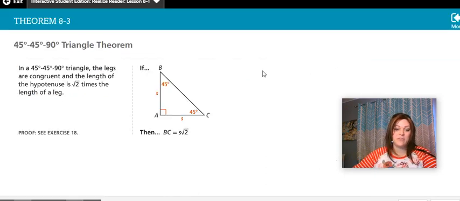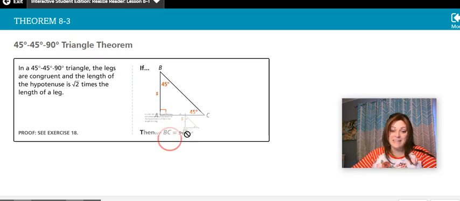Here's the theorem. We just went over this. If you have a 45, 45, 90 triangle, then the hypotenuse would equal side times square root of 2. If you're given the hypotenuse and you need to find the side length, and it's in the form of something times the square root of 2, that side length would be right here in front of that square root of 2.